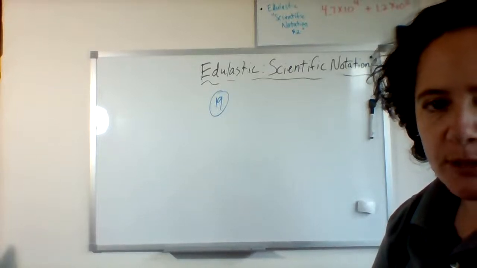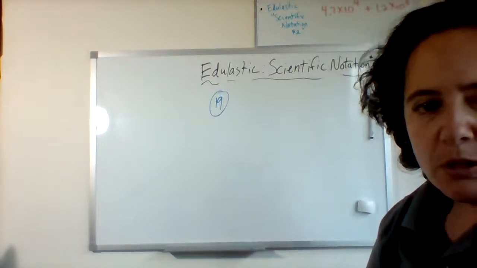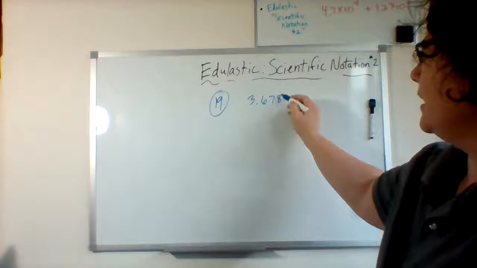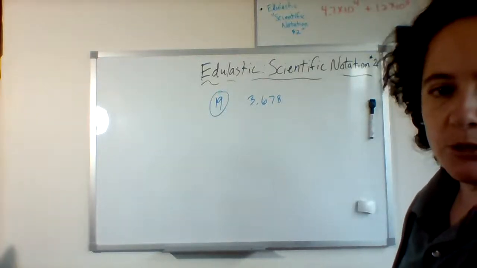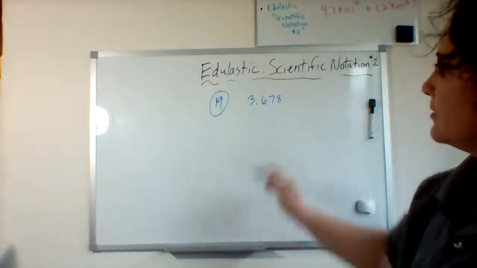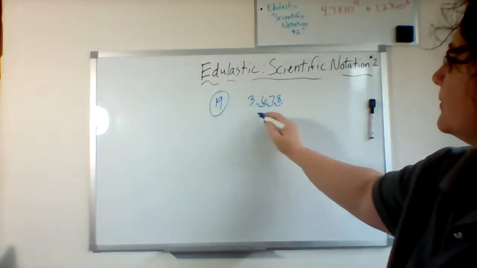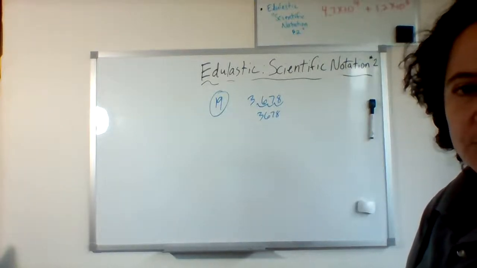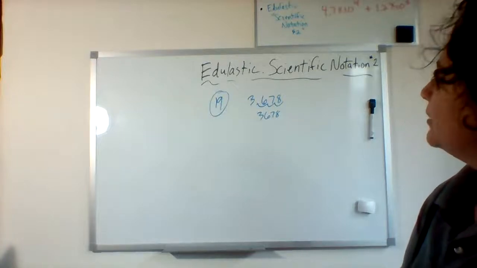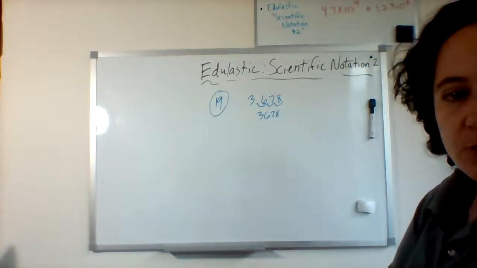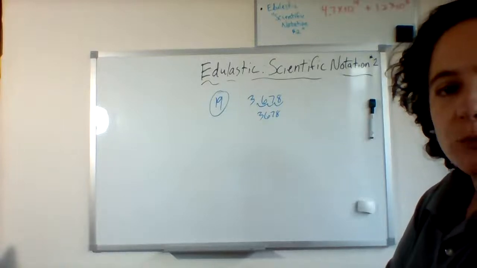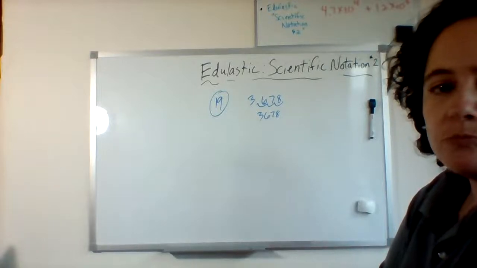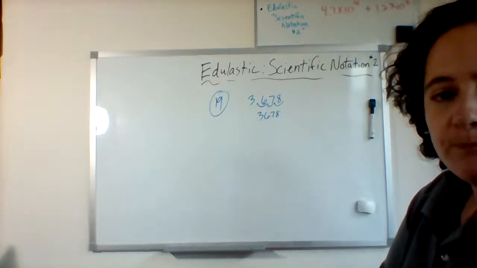It says match each of the expressions with their value in standard form. Okay. So 3.678, it has to be times 10 to the 3, which means I'm moving the decimal 3 places to the right. 1, 2, 3. That's the one that you're looking for. Drag it up to the top. We are moving the decimal to the right because we multiplied by 1,000. 10 cubed is 1,000. So 3.678 times 1,000 is 3,678.